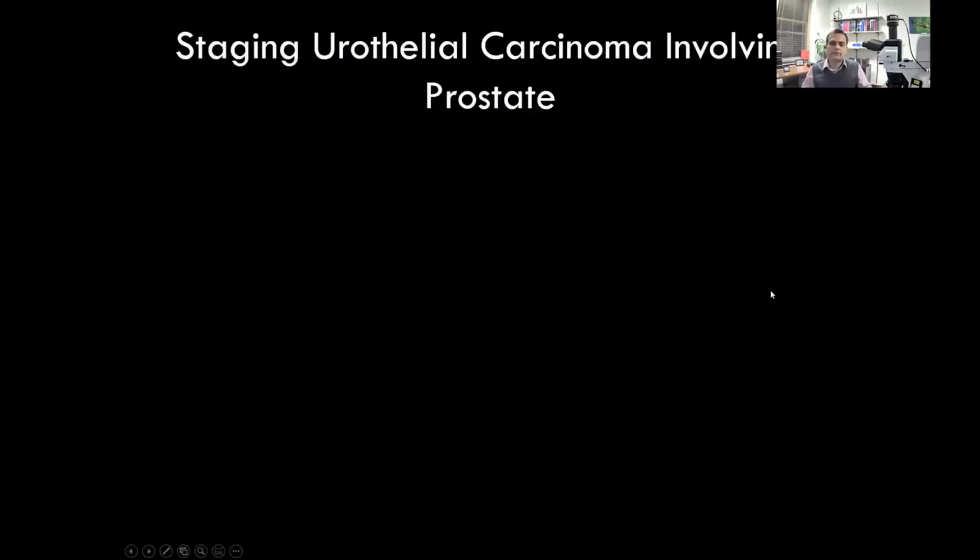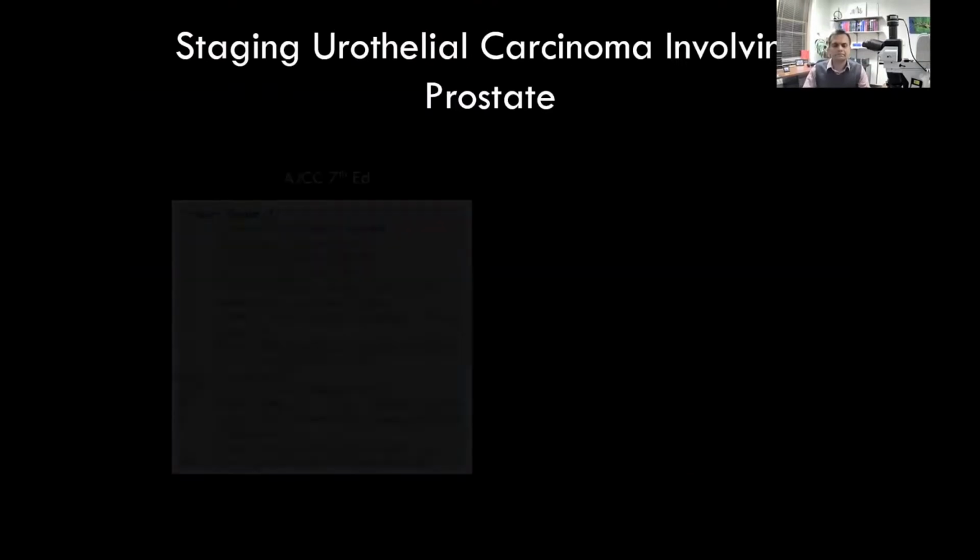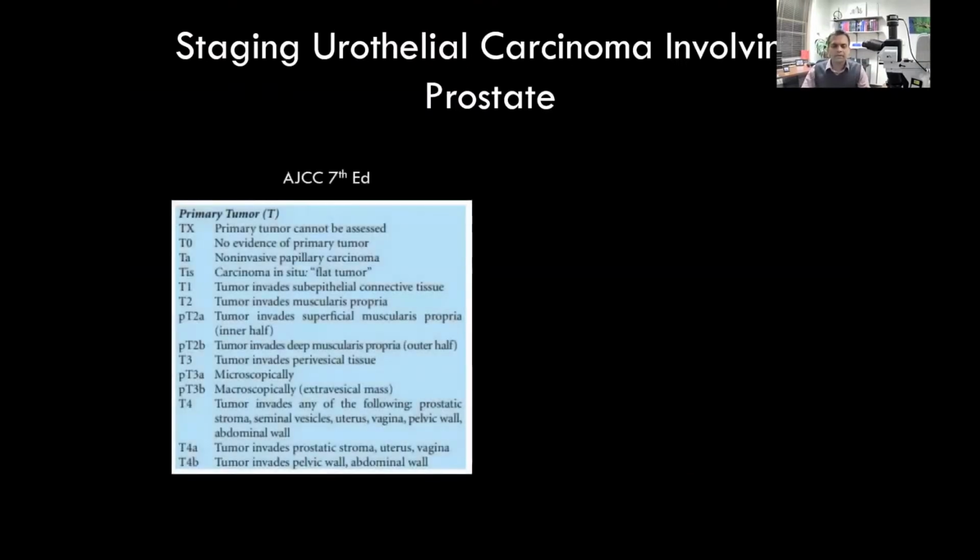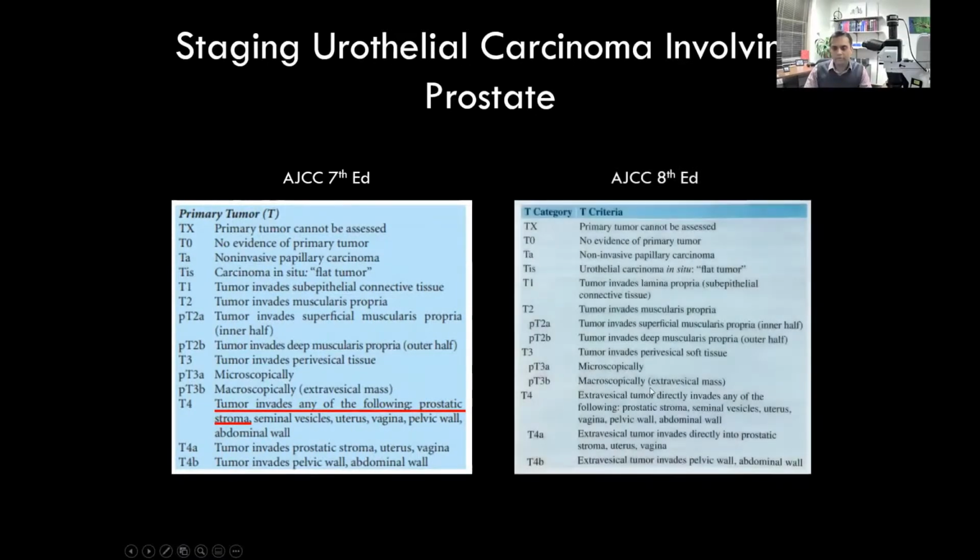All right, finally, I want to talk briefly about some changes or clarifications involved in the staging of urothelial carcinoma that involves the prostate gland. In the previous edition of the AJCC manual, it simply stated that pT4 stage is assigned when the urothelial carcinoma involves the prostatic stroma without any further qualification. This was further clarified in the new edition, where it says the tumor directly invades the prostatic stroma.